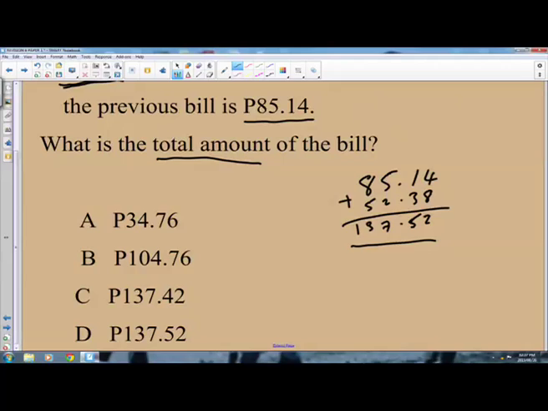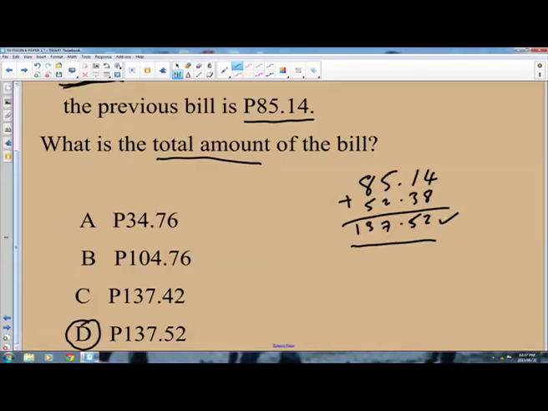A 34.76, B 104.76, C 137.42, and then the answer that we got is 137.52. So that is alternative D. You circle the alternative. In this case, it's D. That's how you answer this question.